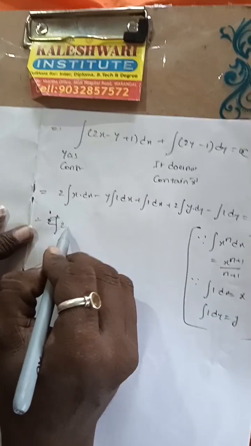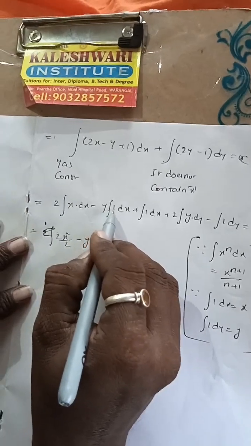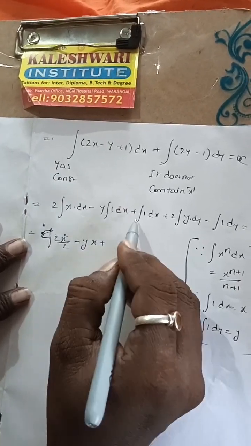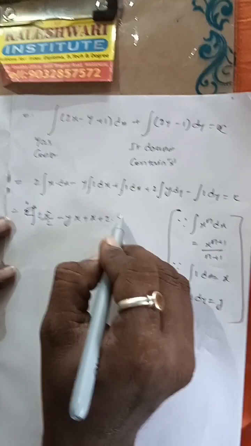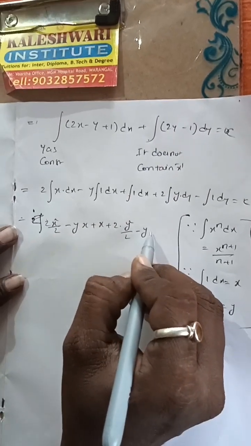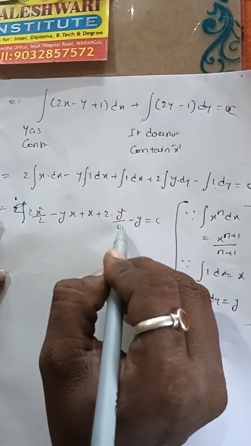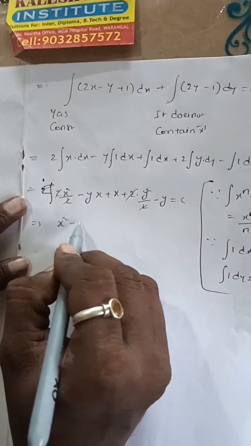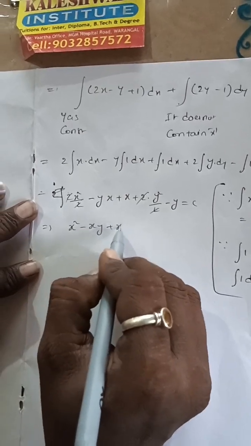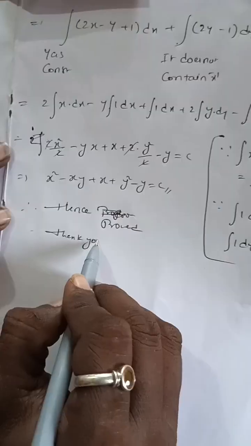Now we continue the question. Integration of 2x is x square, minus y times integration of 1 dx is x, plus x, plus integration of 2y is y square, minus integration of 1 dy is y, equal to c. So the answer is x square minus xy plus x plus y square minus y equal to c. Thank you.